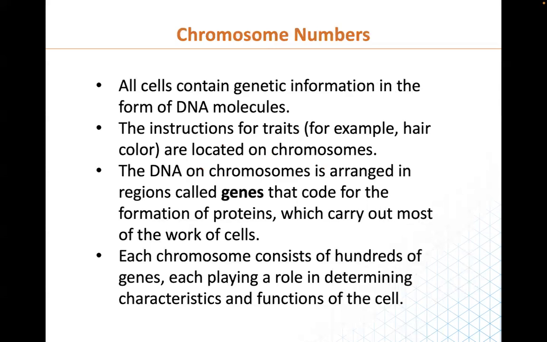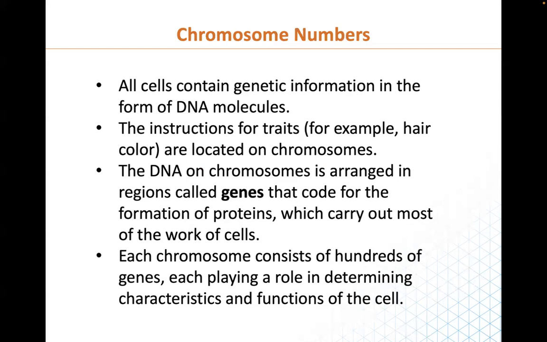So the instructions for traits, for example, the hair color, the skin color, the height, are located on the chromosomes. All of these instructions that are responsible for your hair color, your height, and your skin color are located in your chromosomes.